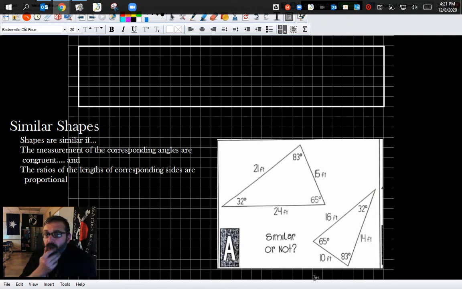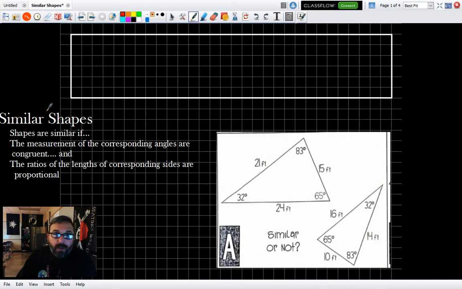Regardless, today we're not getting into the application. Today we're just asking, are they similar shapes? If something is different about them, then we're not going to be able to use all the properties. So we need to make sure that they are similar shapes first and foremost. To do this, we are going to ask two questions.